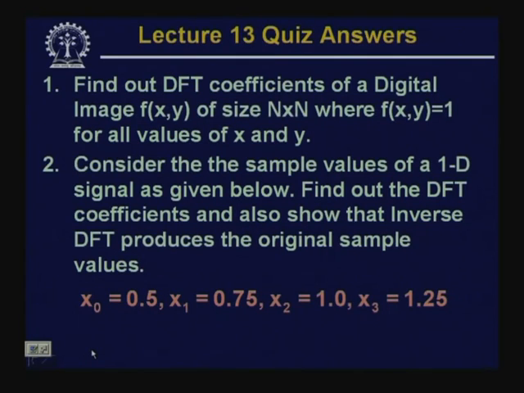Now, coming to the second problem, consider the sample values of a one-dimensional signal as given below. Find out the DFT coefficients and also show that the inverse DFT produces the original sample values. This is very simple. You simply replace these values in our DFT expressions. So, you get the DFT coefficients f0, f1, f2 and f3, and whatever value you get as the coefficients, you replace those values in our inverse DFT expression, and you will see that you can get back the same sample values.